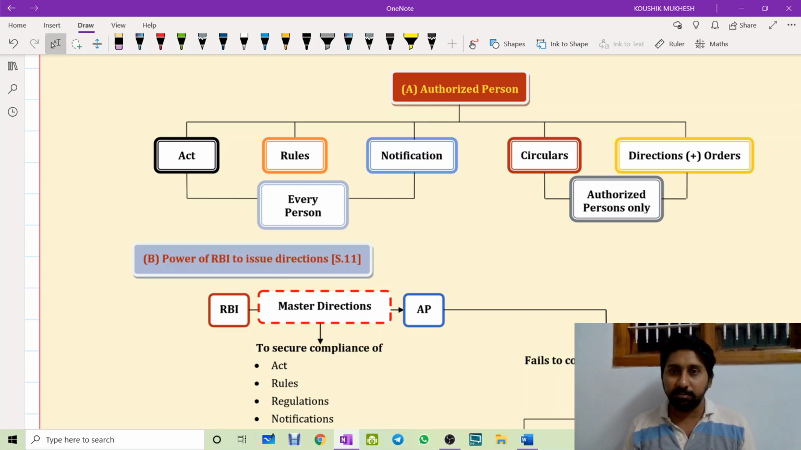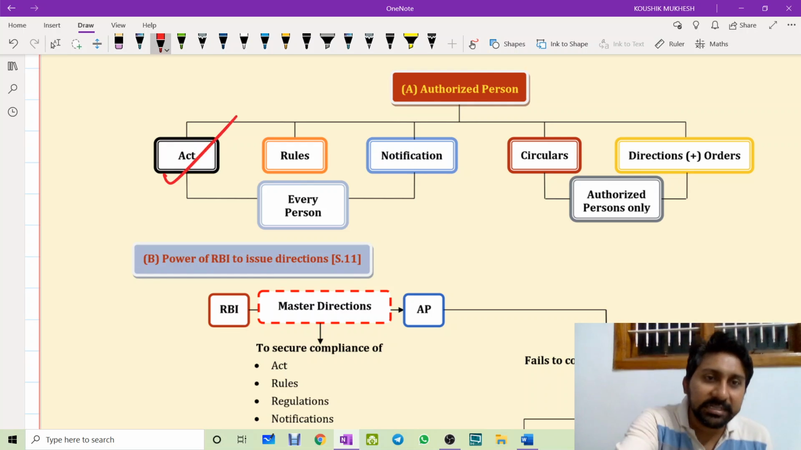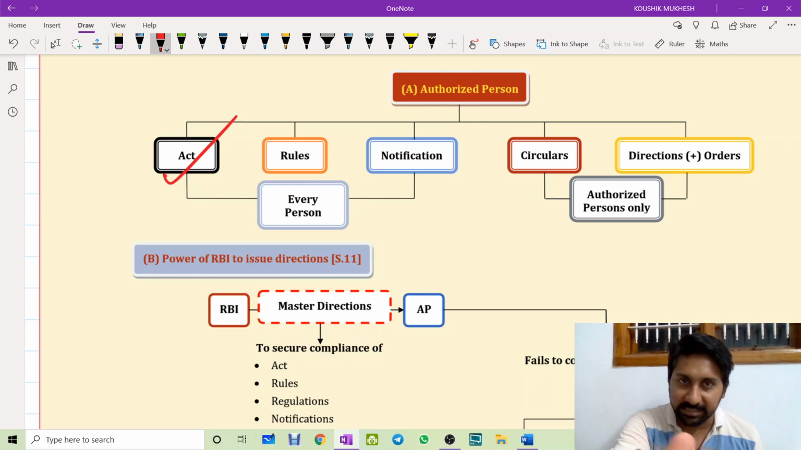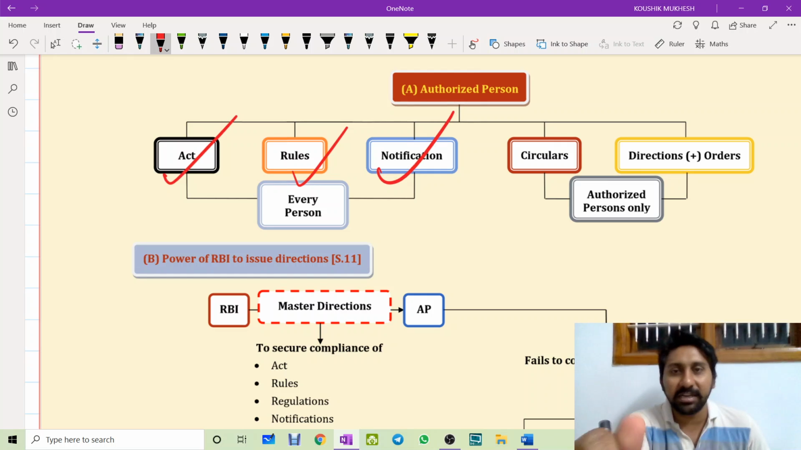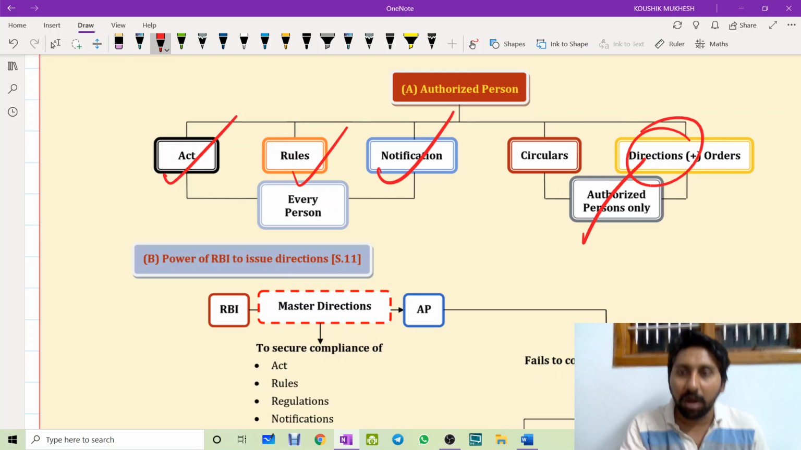Authorized person, now this is very important. FEMA is having 5 parts: Act, rules, notifications, circulars, and directions and orders. These are the 5 partitions of FEMA. Act is applicable to you and me and to the authorized persons as well. Rules are applicable to you, me and authorized persons. Notifications are applicable to you, me and authorized persons. But circulars, directions and orders are applicable only for authorized persons. Those are not applicable for you and me. So you should understand that very clearly.